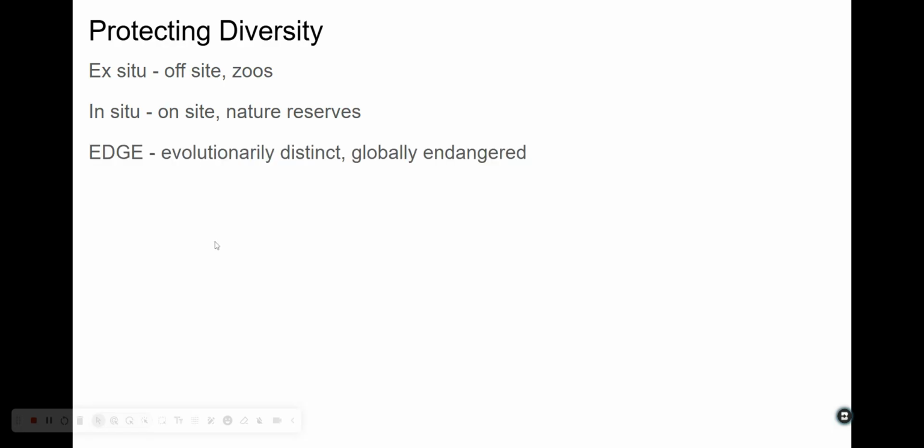So how can we protect diversity? We can protect it off-site or ex situ through zoos, botanical gardens, seed banks, etc. Or we can protect it on-site with nature reserves or other protected areas. There's the EDGE program, which is one method of deciding what species should be conserved, and it stands for evolutionarily distinct, globally endangered, and our main example is the red panda.